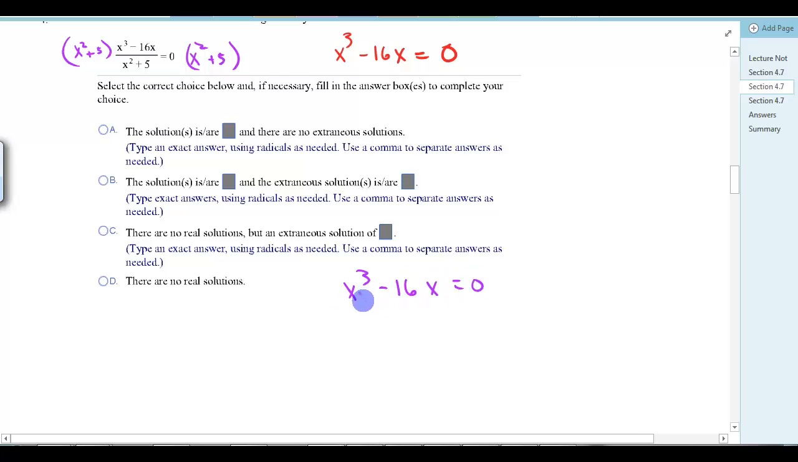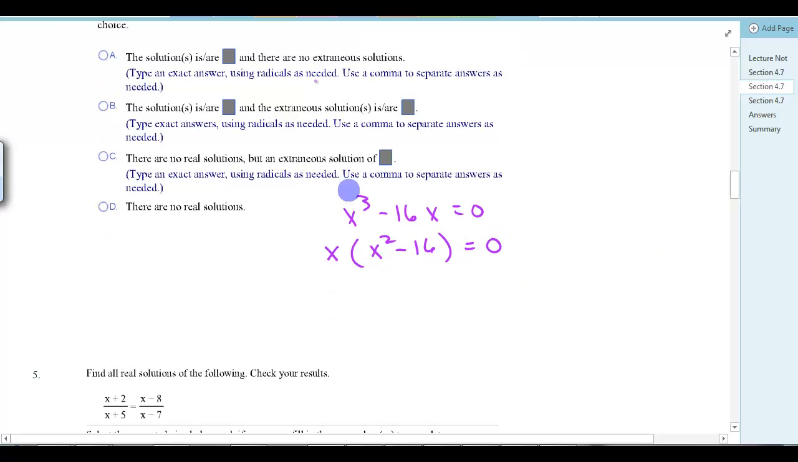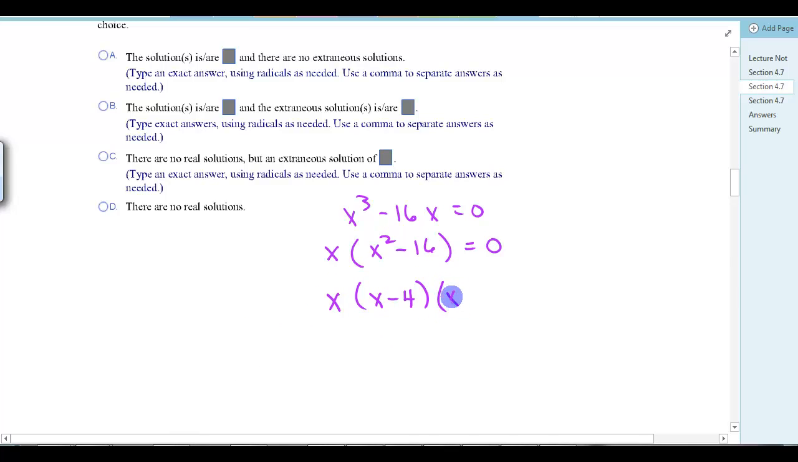what can we factor out here? We can take out x, and we're left with x squared minus 16 equals 0. This factors to the difference of two squares. So we've got x times x minus 4 times x plus 4 equals 0. All right. So we have x equals 0, x equals 4, x equals negative 4.